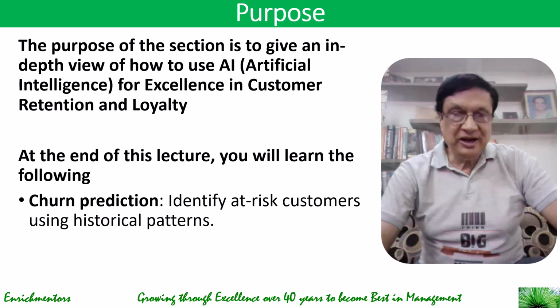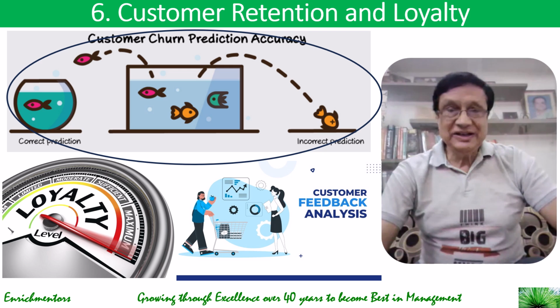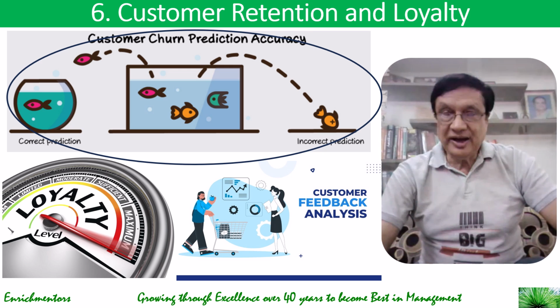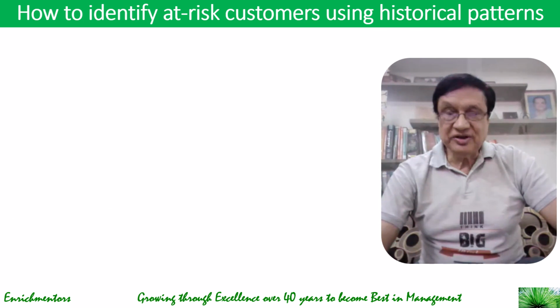And we will begin by looking at how to do churn prediction and identify at-risk customers using historical patterns. So let's take a look at how you think you can identify at-risk customers using historical patterns and do the churn prediction. Any thoughts? That's a great question, right?